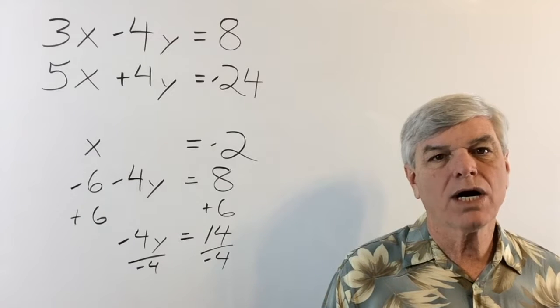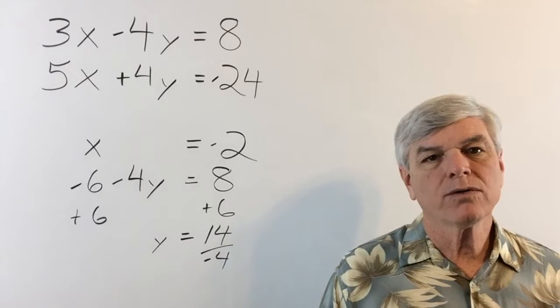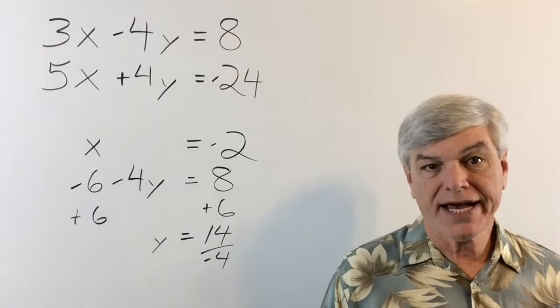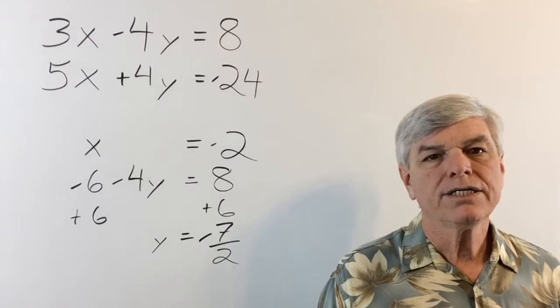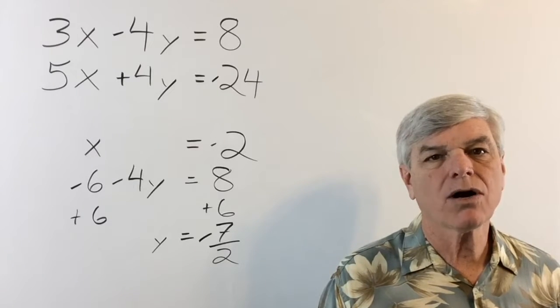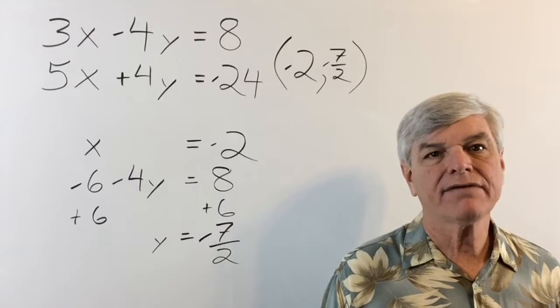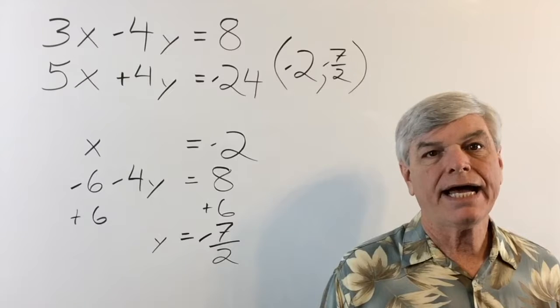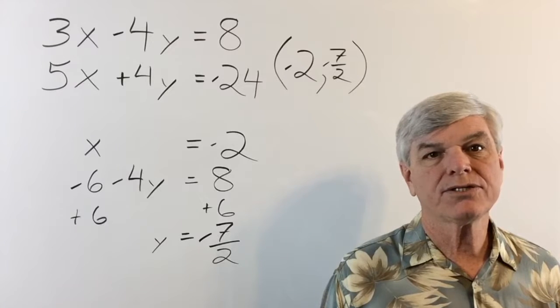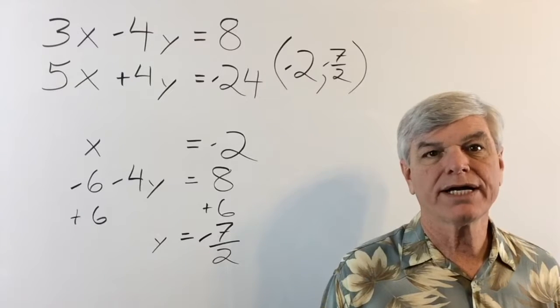That isolates our y. And y equals 14 over negative 4, but that can be reduced to negative 7 halves. And so our answer is negative 2, negative 7 halves. And that is the point at which these two lines will cross. And let's try another problem.